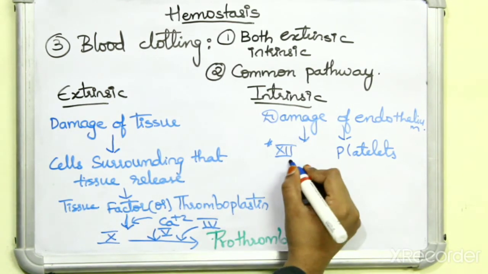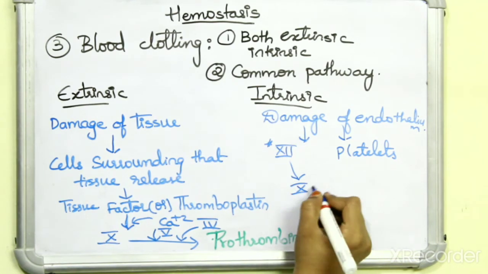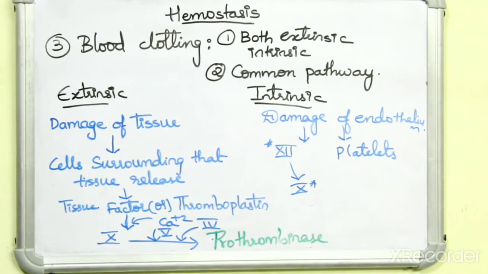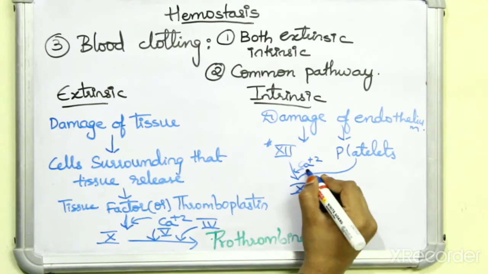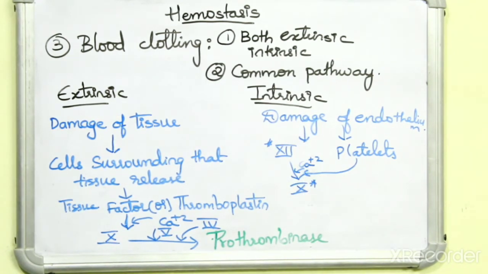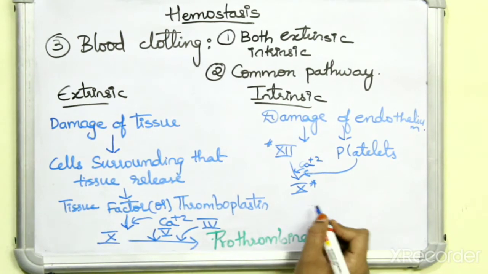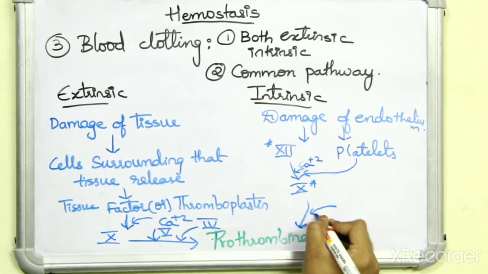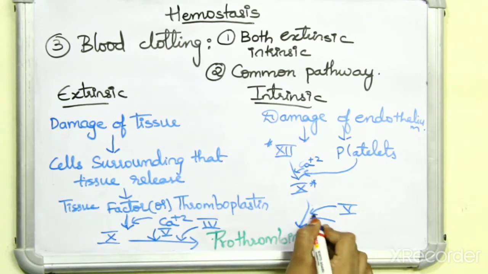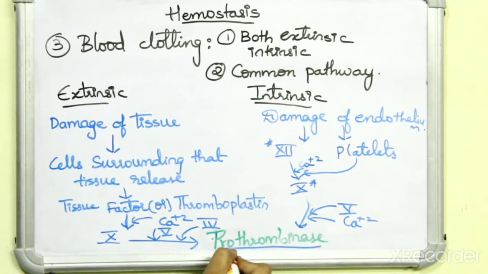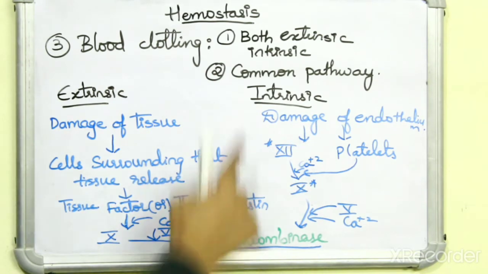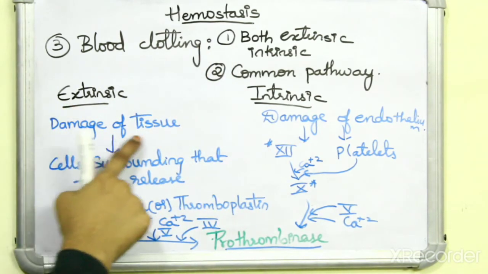The first factor which is activated along with the 12 is factor number 10. This factor number 10 and also the platelets, which generally release phospholipids, and calcium is most important here. Both together will activate factor number 10. This factor number 10 now activates the next factor, that is factor number 5, and in the presence of calcium it synthesizes prothrombinase.